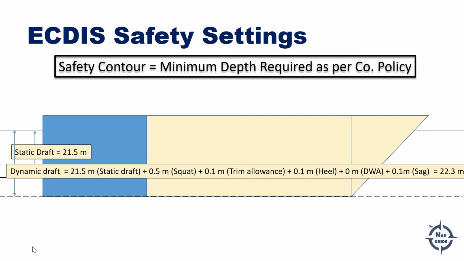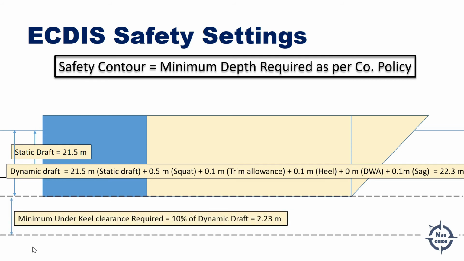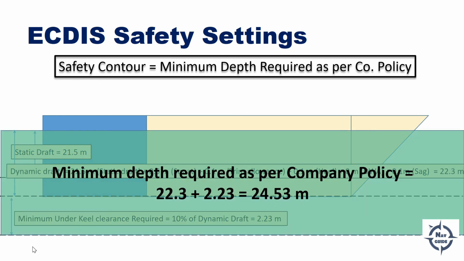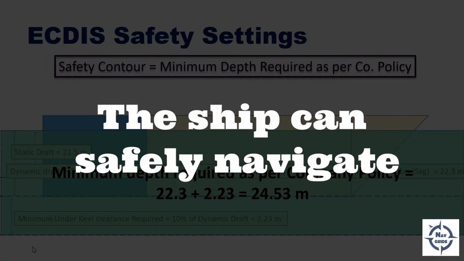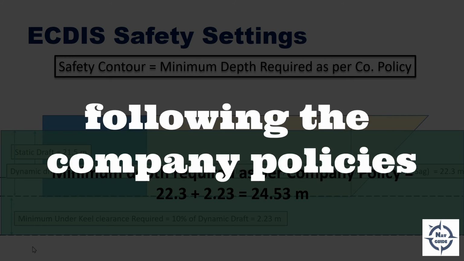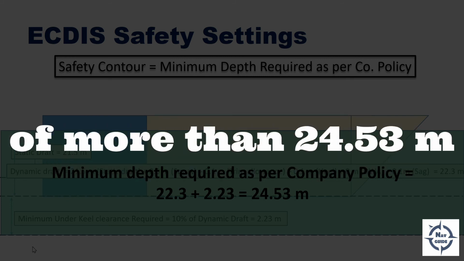This is the actual draft of the ship when the ship is moving. To this we have added minimum UKC of 10%, which is 2.23 meters. So the total minimum depth required as per the company policy is 22.3 plus 2.23, which is equal to 24.53 meters. In simple words, what this means is the ship can safely navigate following the company policies on a depth of more than 24.53 meters.